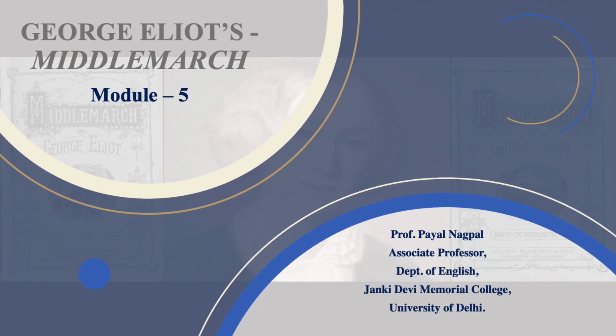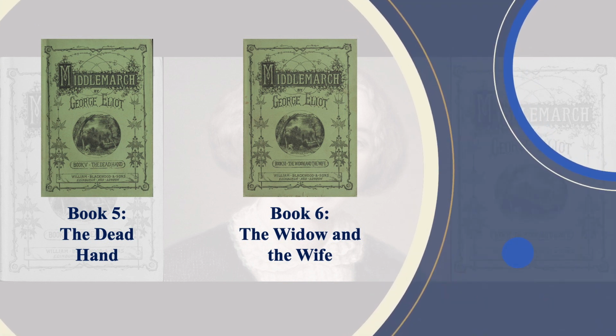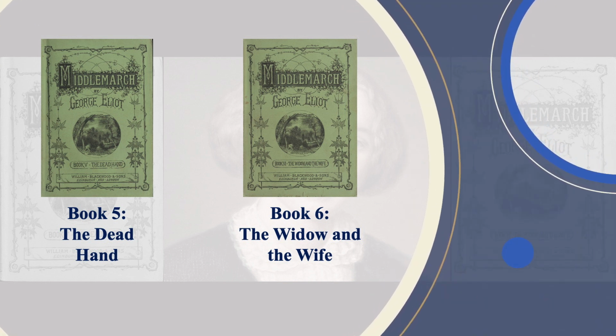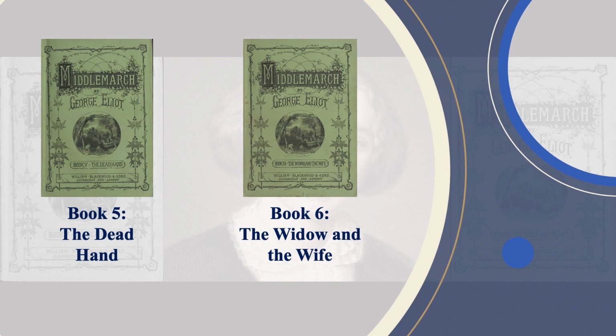Welcome viewers to this lecture on George Eliot's Middlemarch. In this module, we will be looking at books 5 and 6. Book 5 is titled The Dead Hand and book 6 is titled The Widow and the Wife.